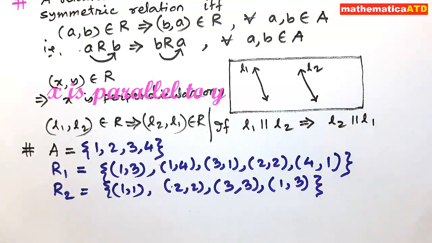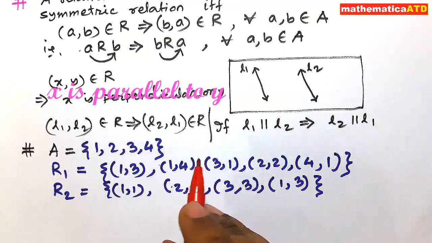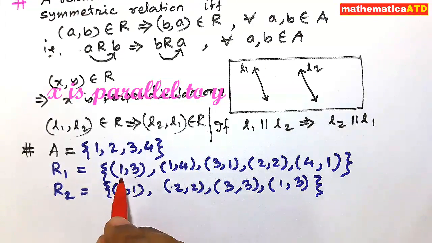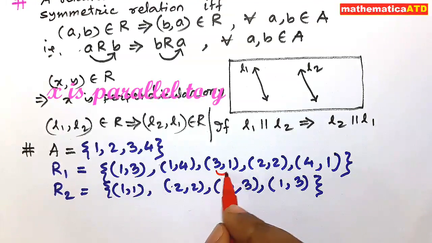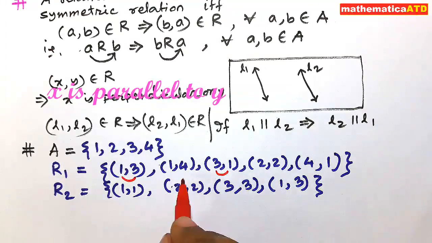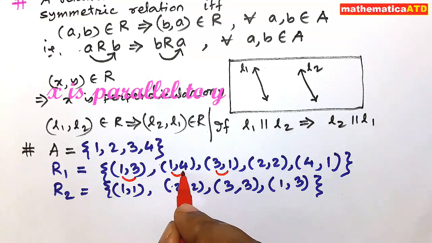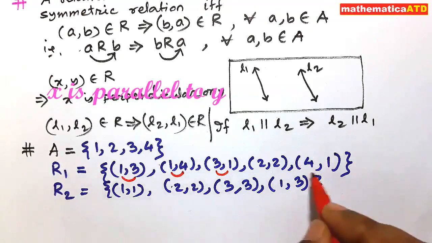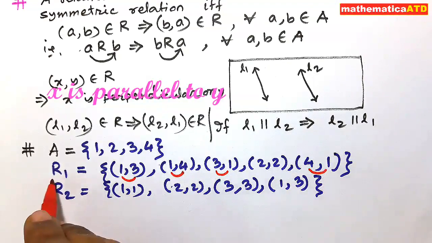Why? R1 is a symmetric relation on A. However, R2 is not, because you see that (1, 3) belongs to R1, and (3, 1) is also belonging to R1. So this is correct. Next we take (1, 4) belonging to R1, and (4, 1) also belongs to R1.